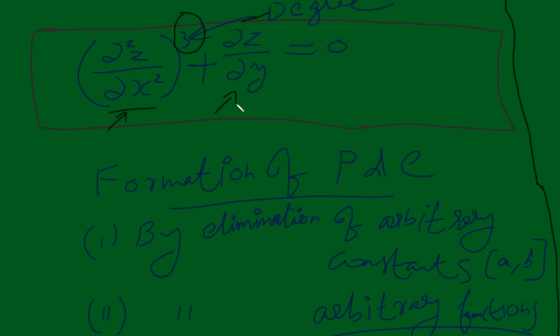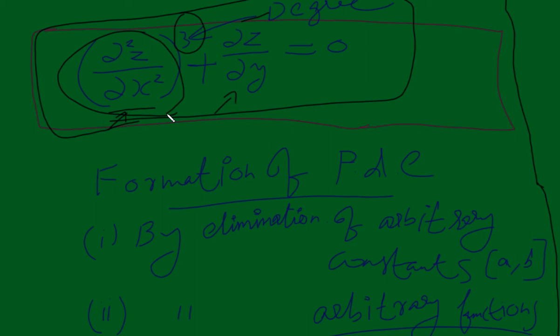In this total equation, the highest order is that of dou square z by dou x square. So we call it a second order, third degree partial differential equation.